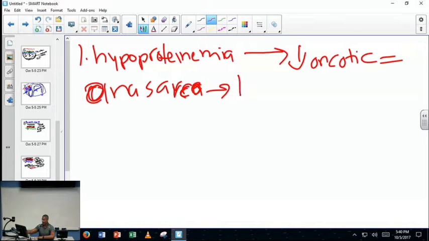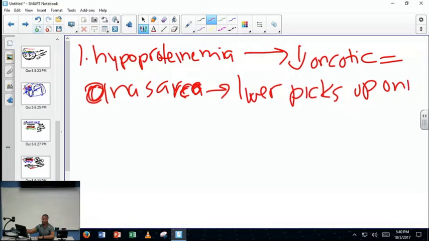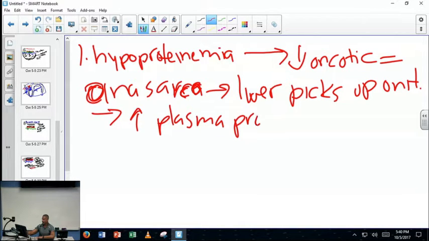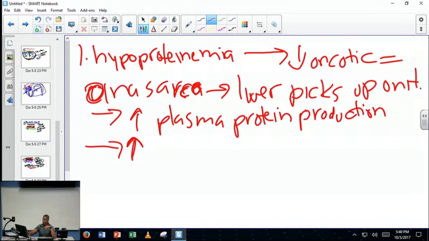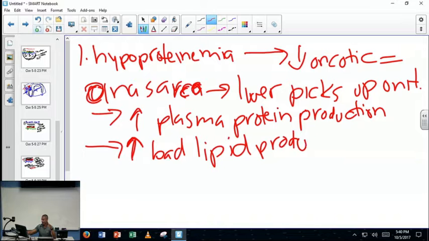Okay, so you develop anasarca, the liver senses it, the liver picks up on it, and increases plasma protein production. Unfortunately, the liver, as smart as it is, is also kind of stupid. It also ramps up production of, and this is one of the hallmarks of nephrotic syndrome, it doesn't just increase plasma protein production, unfortunately, it also increases bad lipid production at the same time. So it's a byproduct of the liver's adjustment to try to increase your protein levels. It automatically increases bad lipid. I'm putting bad lipid because it's bad lipid.